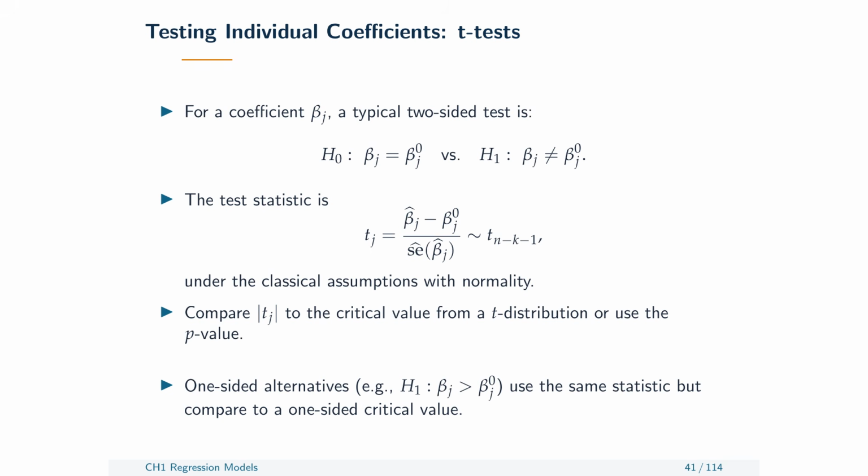For one coefficient, a two-sided t-test compares the null that beta j equals a proposed value with the alternative that it differs. The t statistic is beta j hat minus the proposed value divided by the estimated standard error of beta j hat. Under classical normal errors, it follows a t-distribution with the sample size minus k minus 1 degrees of freedom. A one-sided test uses the same statistic but a directional alternative. The direction must come from the research question before inspecting the estimate.